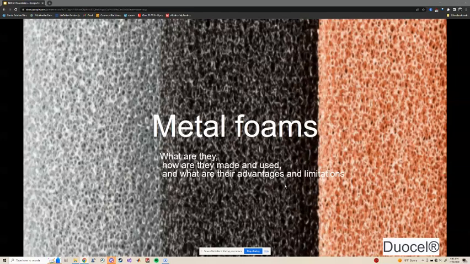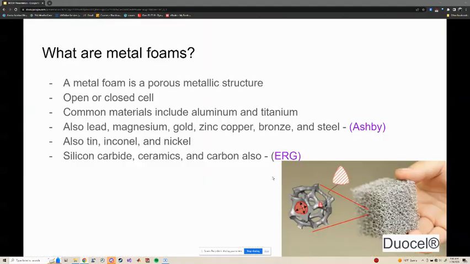Today we'll be looking at metal foams. This is an introduction into what they are, how they're made, how they're used, their pros and cons, and what their future looks like. So what are metal foams?